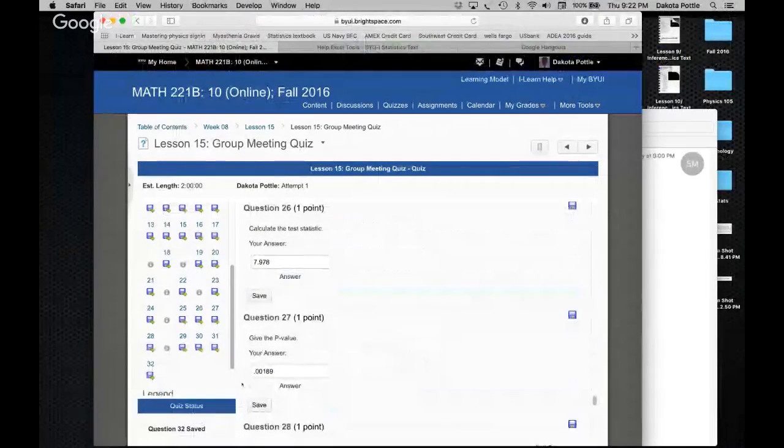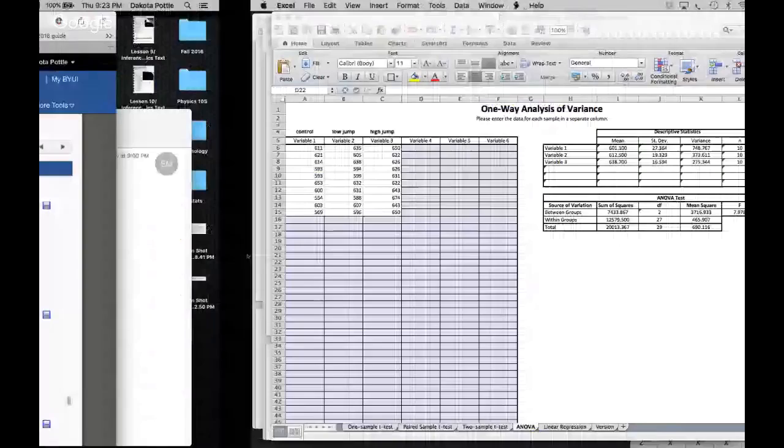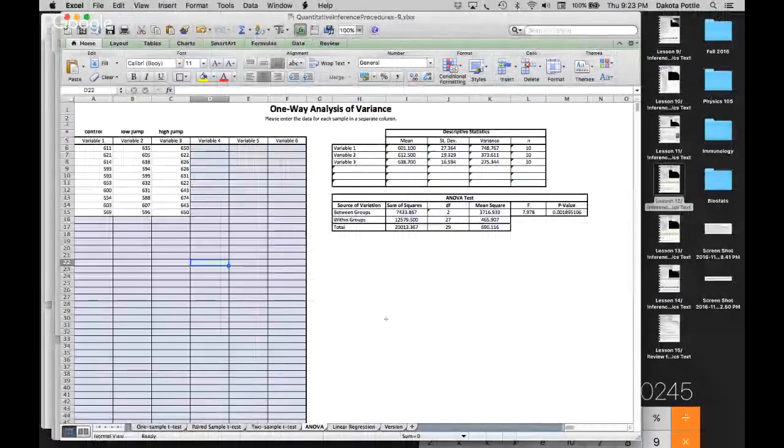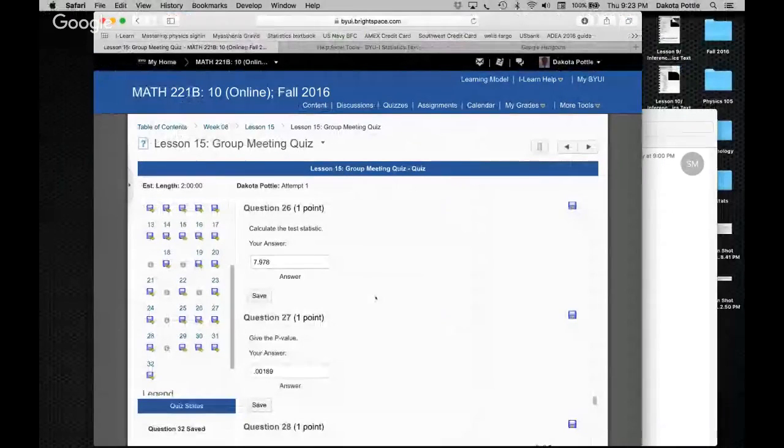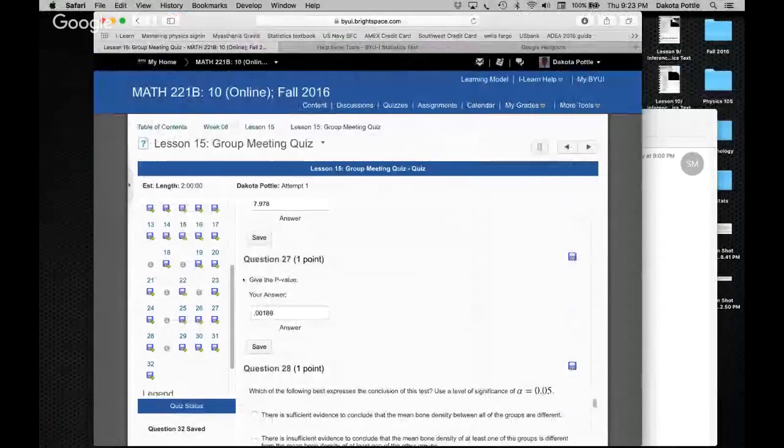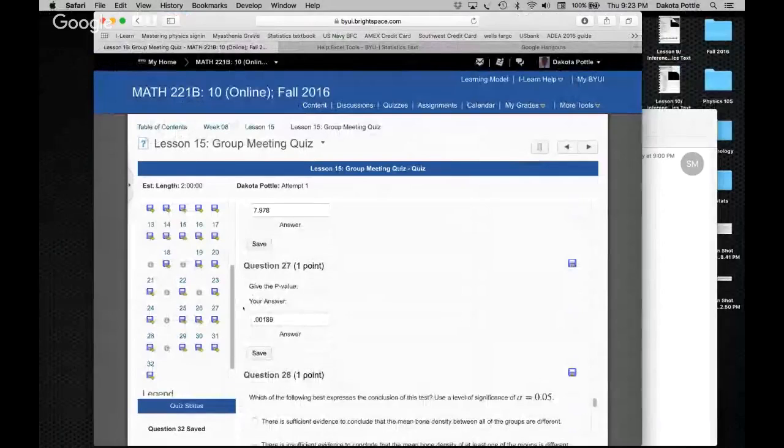Question 26, I put down 7.978. I got that off of the testing. In this case, for an ANOVA test, it's actually the F score. I don't know what F stands for, I'm sure it's in the book, but F comes out to 7.978. For question 27, the p-value that I got was 0.00189.